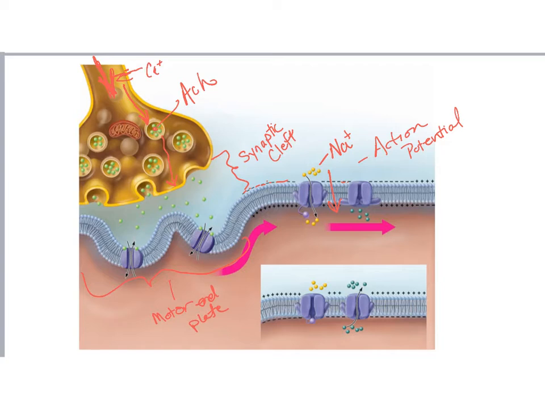So once that action potential occurs, it's like all or nothing. That's going to mean that the muscle is going to contract because it's reached a threshold stimulus.